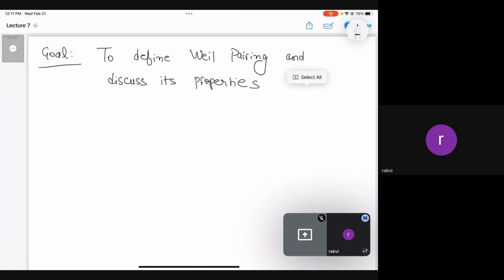So this will use a bit of divisors. Let me start with recalling divisors. It's not described in the book. A good reference for this is discussed in detail in Silverman's book on the arithmetic of elliptic curves. I'll just type it in the chat before I start.